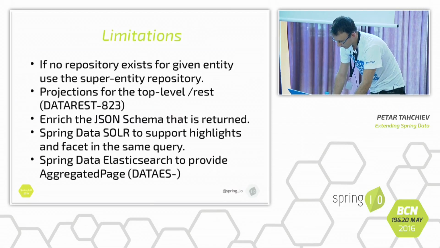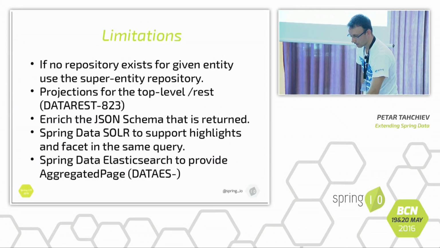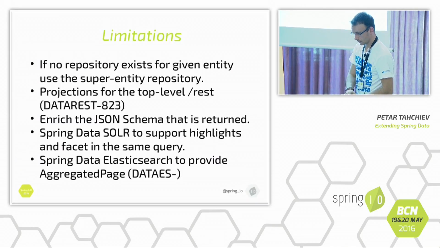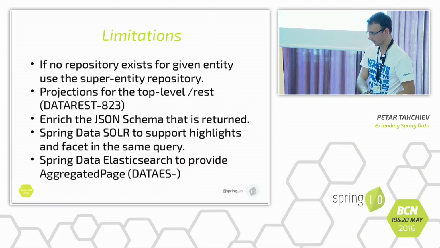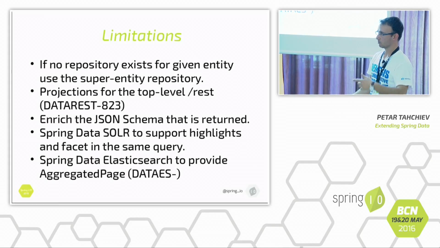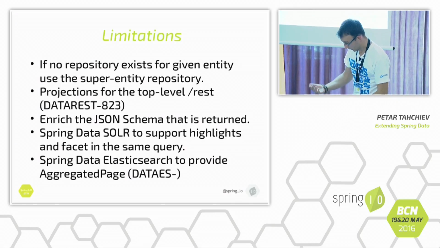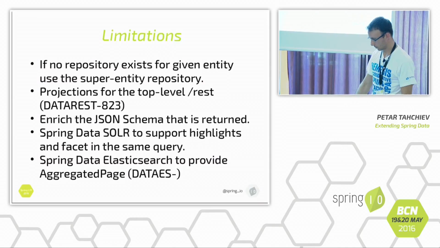Now, here's a bunch of limitations that I discovered at this point. If no repository exists for a given entity, it actually blows with an exception. So if you have a product and you have a product repository, but then you extend the product with my product, and you don't have a my product repository and try to access my product, it blows with an error. It would have been nice if it just fell back to the parent, but it doesn't.